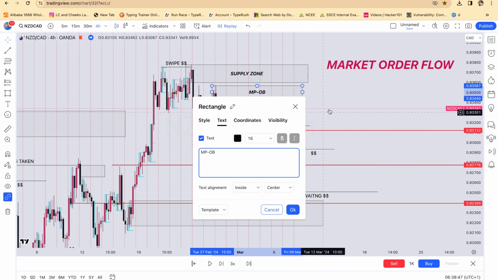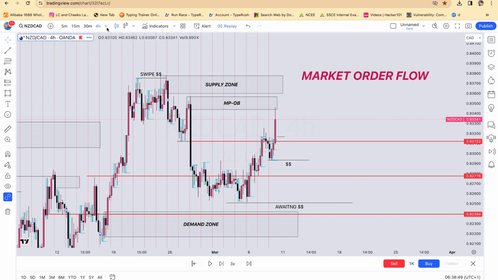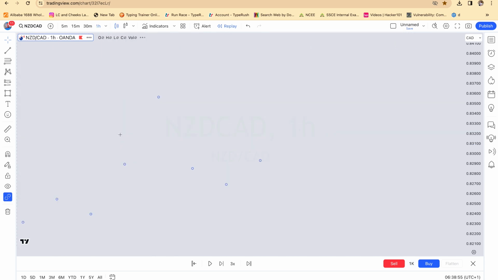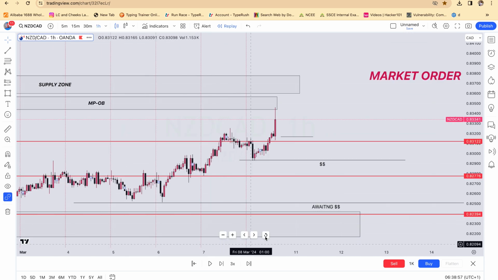So yeah, I marked out that one, and now I have to move to the lower time frame. Let me go to 1 hour. Now I'm on the 1 hour chart, right?